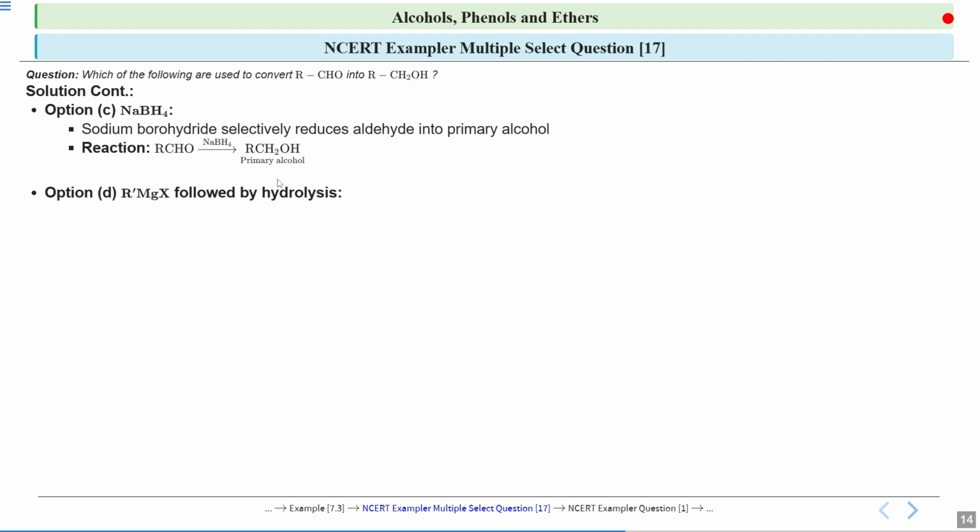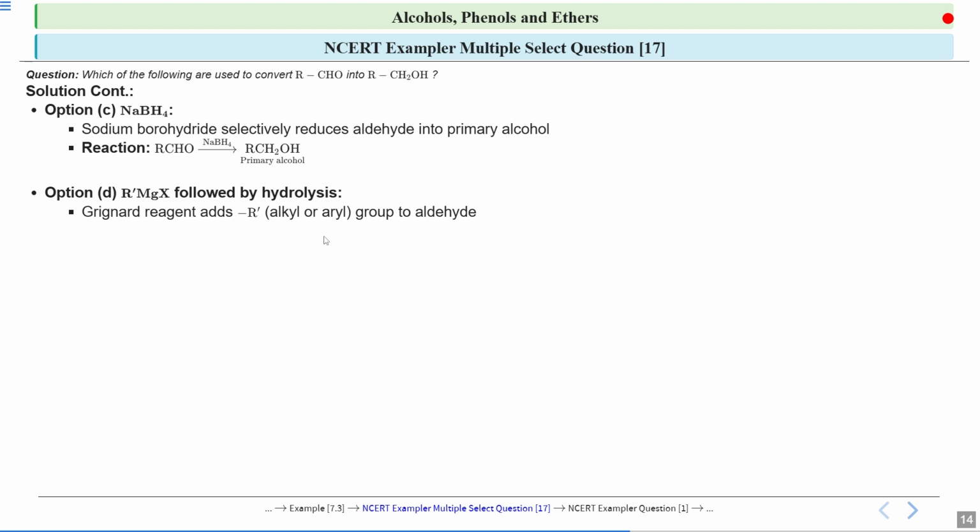Now the last option is RMgX. There is a Grignard reagent, and this is not the right option, because what happens in Grignard reagents is that it adds the R group to the aldehyde. So if there is an aldehyde, look here, this is the aldehyde. So one, the R group is already present. Next, it will add the R dash group, that can be an alkyl or aryl group, to this carbon.